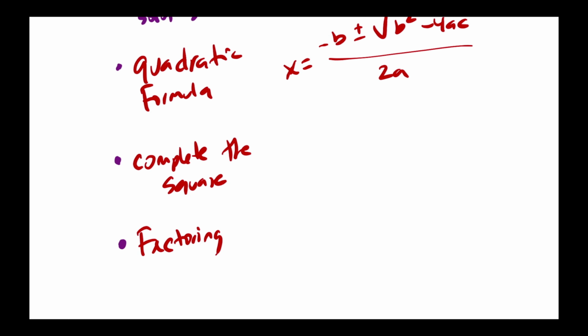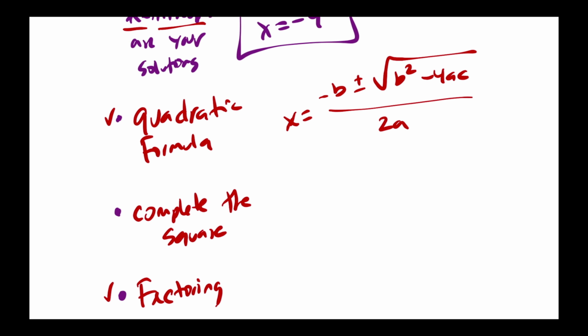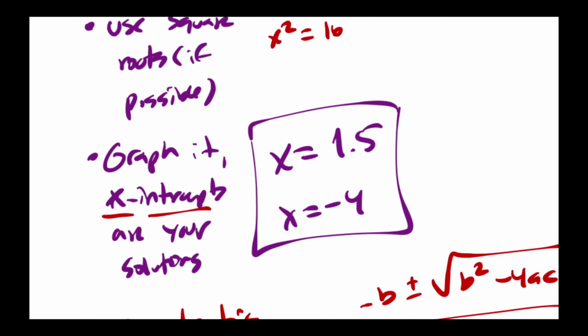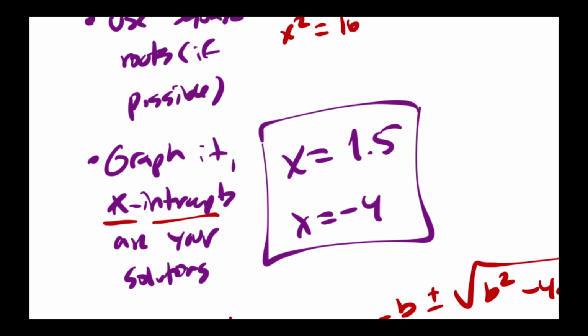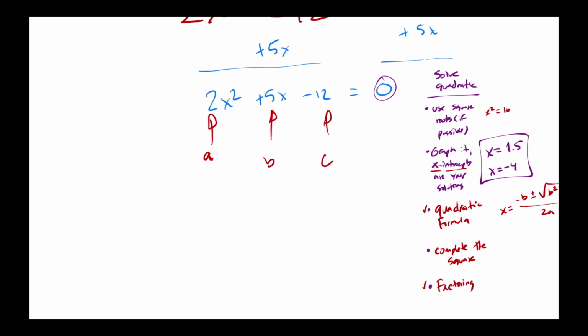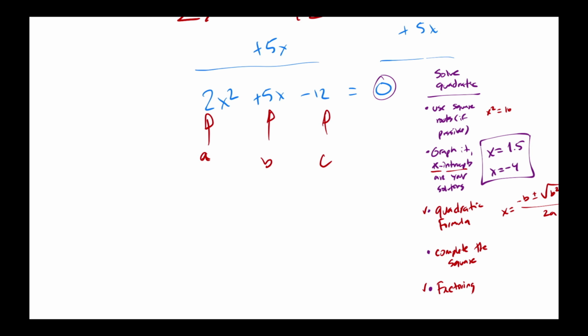Okay, by factoring. So I'm going to show you quadratic formula and factoring. We'll do complete the square later this week because I do want to look at that. But let's do quadratic formula and factoring and see if we get the same numbers as we got here, and we should because it's the same graph. x equals 1.5 and x equals -4. So let's see. So let's use quadratic formula.